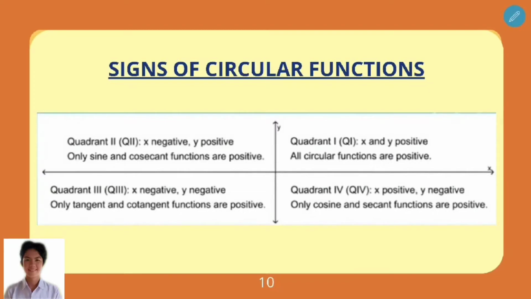The last one is quadrant 4. The x-axis is positive and the y is negative. Hence, only cosine and secant functions are positive. Remember that each of the 6 circular functions has a different formula and angles may be in different quadrants. This determines the appropriate sign of the function being obtained.